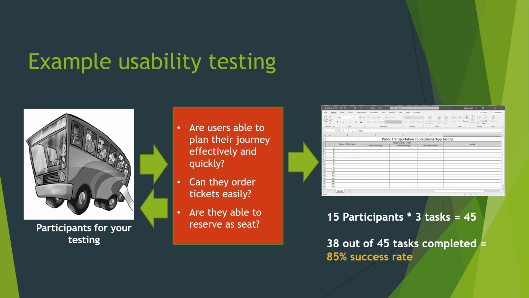Now, writing up our test plan, we should go through our prototype and jot down some questions that support asking about these three features. To support the journey planning, we'd ask, are users able to plan their journey effectively and quickly? To test the feature of ticket ordering, we would ask questions like, can they order tickets easily? And to support the feature of seat reservation, are they able to reserve a seat?